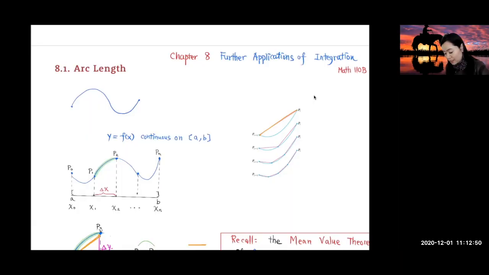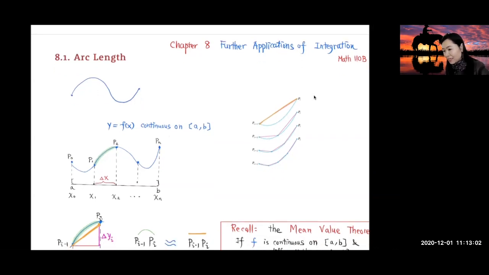Further applications of integration. We're going to talk about how to find arc length. Suppose we have an arc. How do you find the arc length of this? The way we do it in calculus is we like to divide things up, into small parts, and then we find the approximation for each small part, and later sum them up, and then take the limit as n goes to infinity.